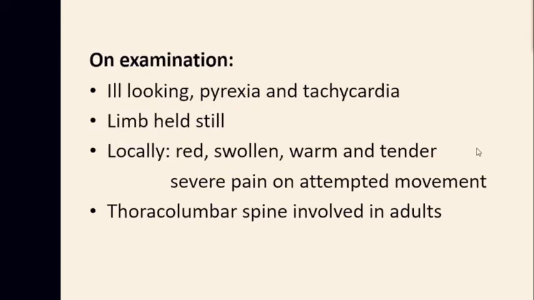So on examination, the patient is ill-looking, with pyrexia and tachycardia, the limb is held still, and there are signs of inflammation: red, swollen, warm, tender. This is in the long bones of children. In adults, the spine is involved, so you'll find some tenderness in the spine, in the dorsal lumbar region.